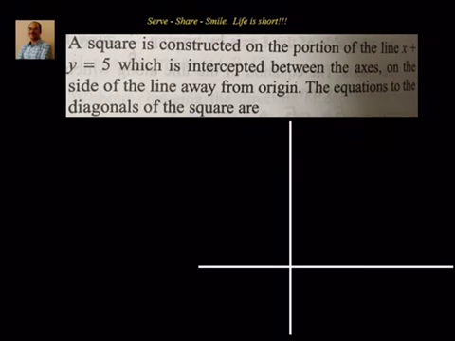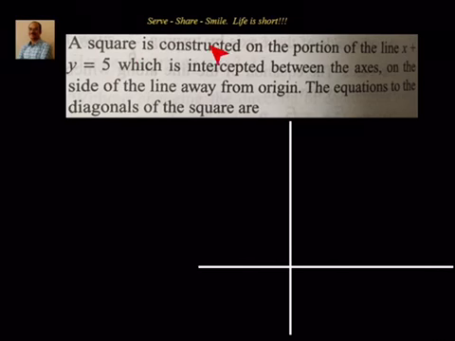Let's have a look at this problem. A square is constructed on the portion of the line x plus y equals 5, which is intercepted between the axes on the side of the line away from the origin. We have to find the equations of the diagonals of the square.